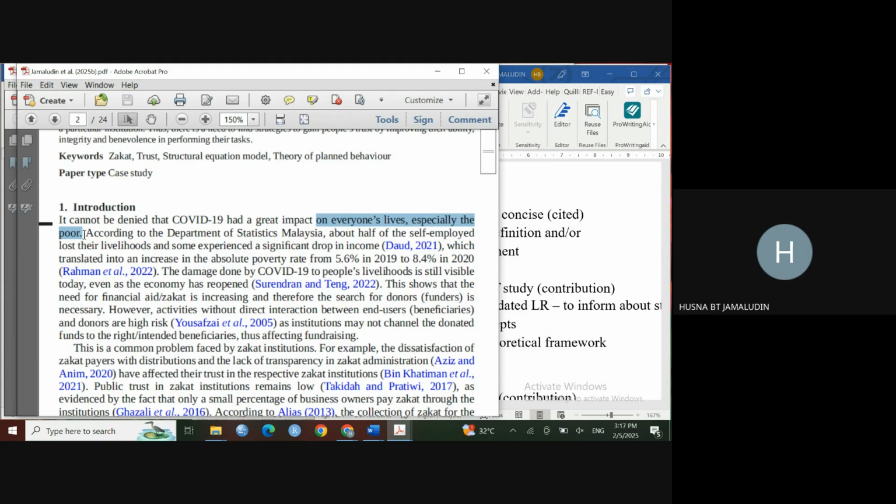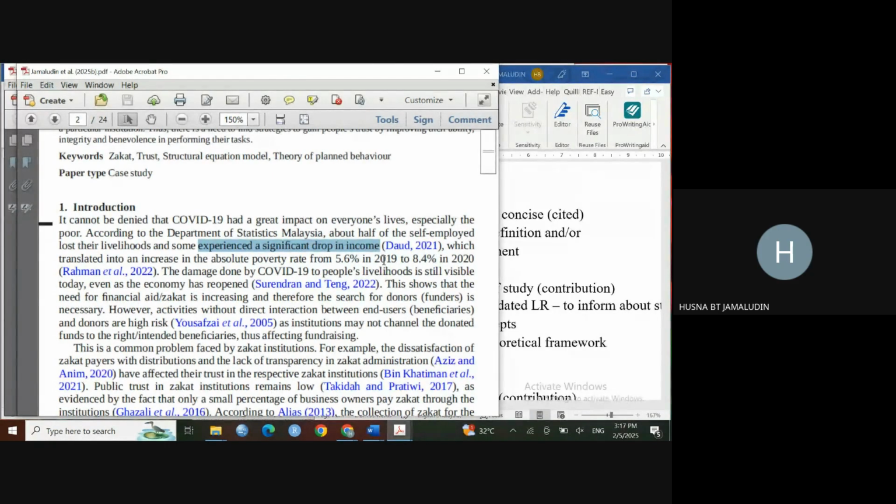Cannot. So in an academic paper, you cannot just stop here. You can say, okay, according to the Department of Statistics in Malaysia, half of the self-employed lost their livelihood. Okay, some experienced a significant drop in income. So you cite a paper.